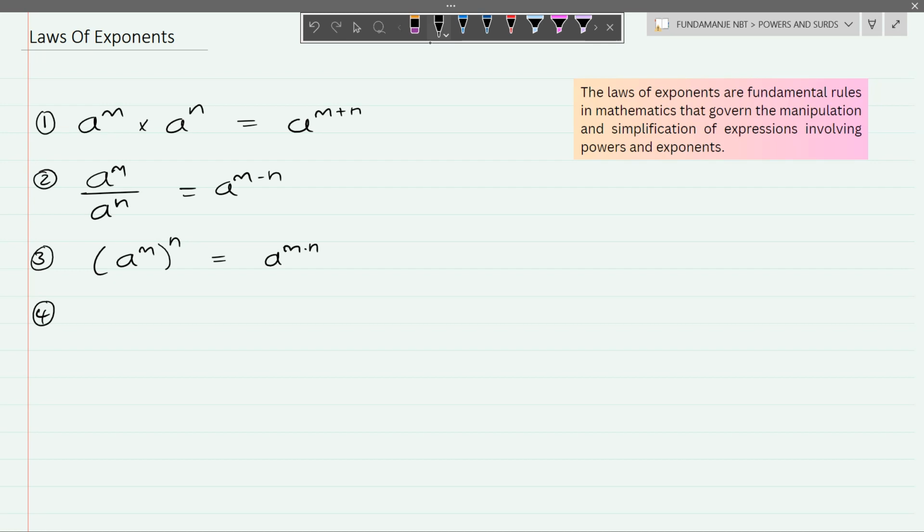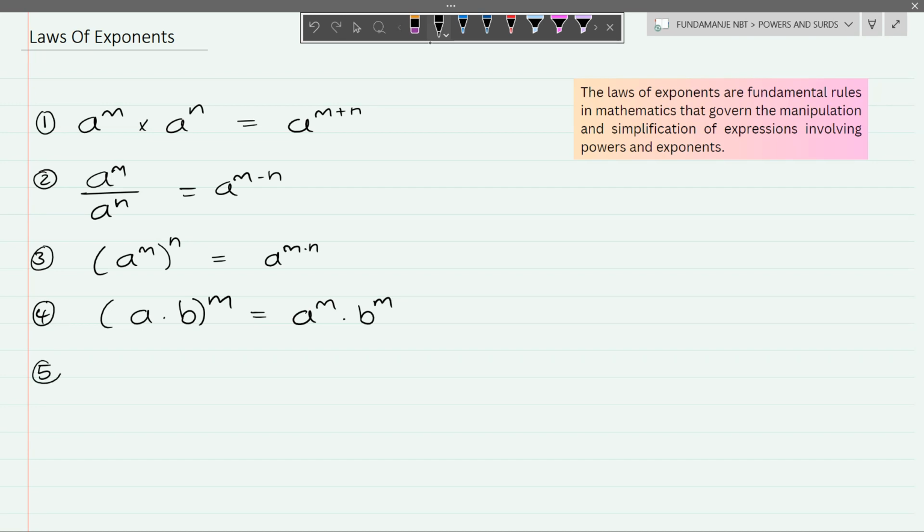The fourth law is the power of a product rule. So when we're taking the power of a product, the product can be a multiplied by b, and we raise this to the power of m. This will be a to the power of m multiplied by b to the power of m.